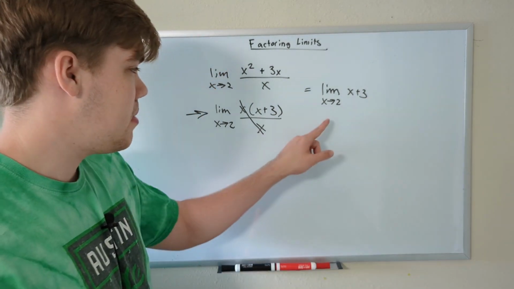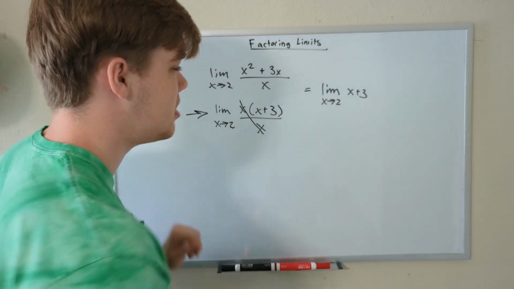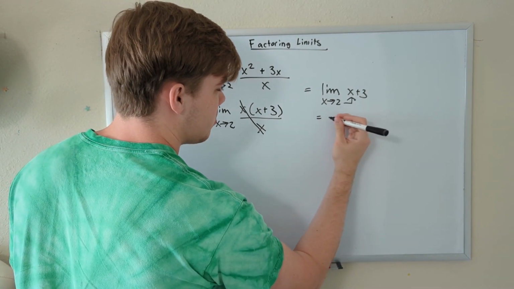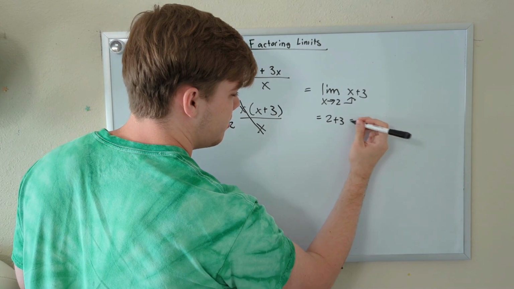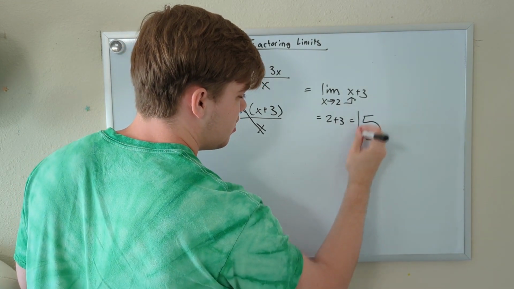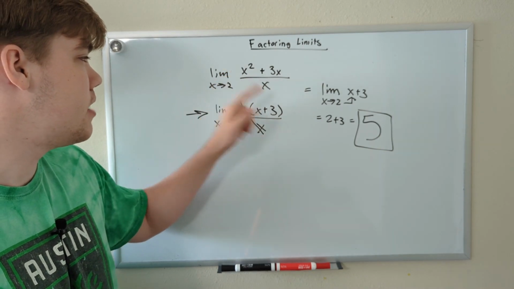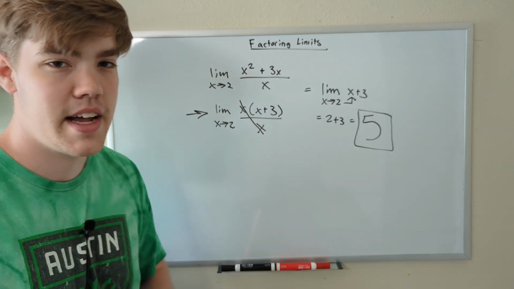Once again, to solve limit problems, we just have to plug in whatever x is approaching. So we can plug in 2 for x. So this is just equal to 2 plus 3, which is equal to 5. And 5 is the limit as x approaches 2 of x squared plus 3x divided by x.